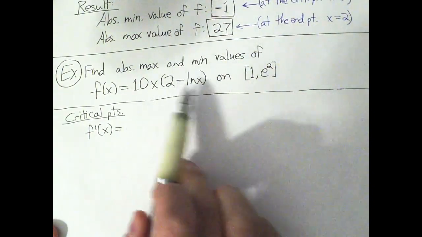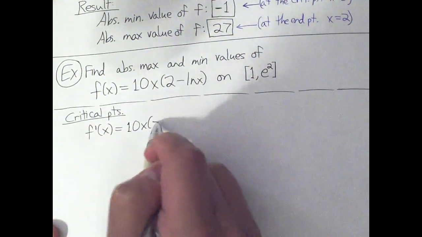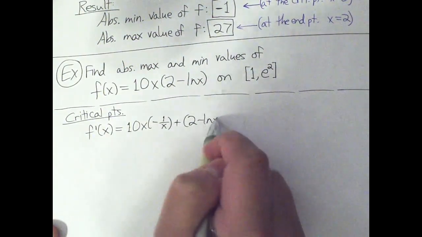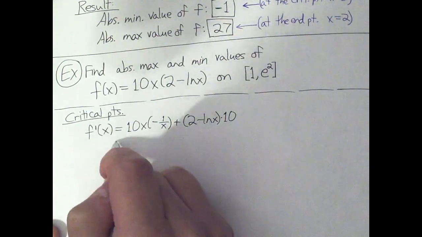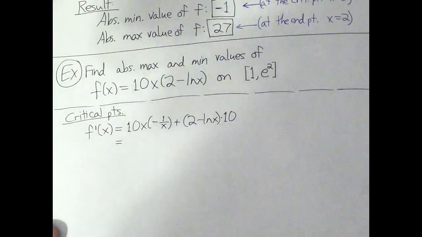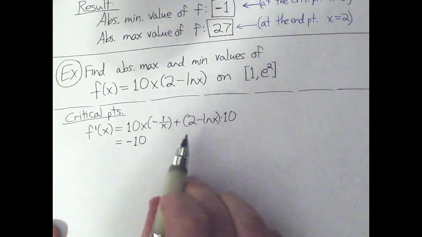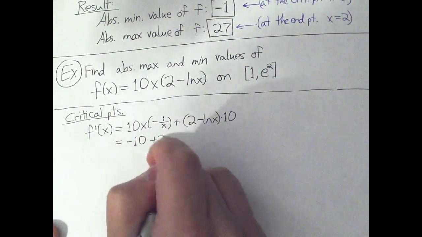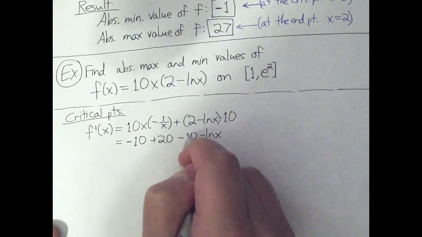10x times 2 minus ln x. So first function times derivative of the second one plus the second function times derivative of the first one. Let's simplify this. 10x times negative 1 over x is negative 10. And then let's distribute this. 2 times 10 is 20. And then minus 10 ln x.